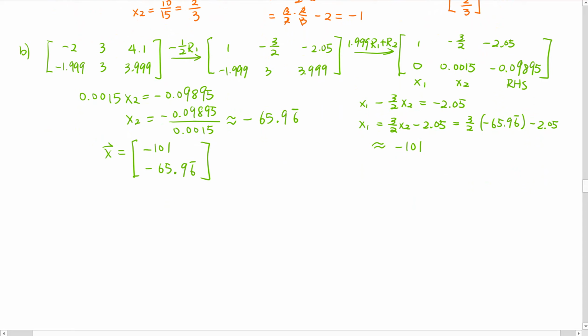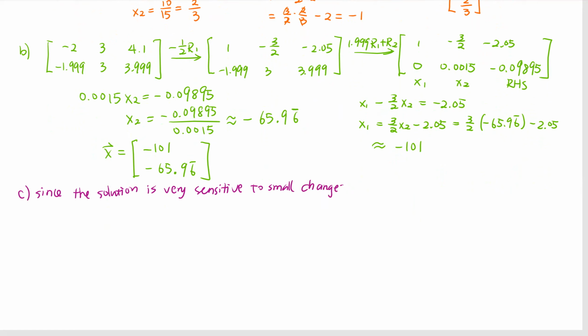Here we say, since the solution is very sensitive to small changes in the parameter, and the B we can say is the parameter that defines the problem, A is ill-conditioned. And let's calculate its condition number.